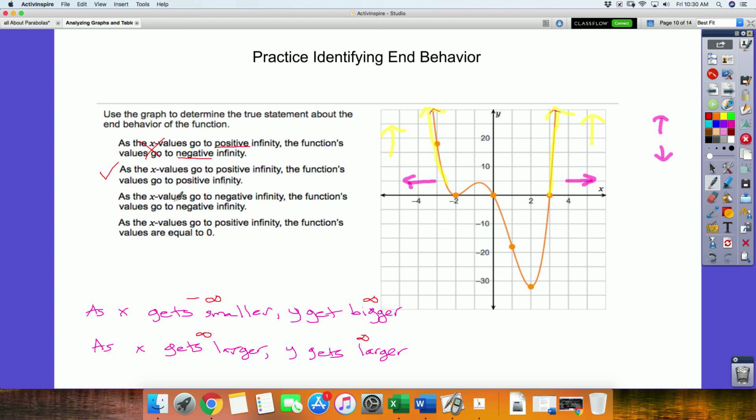Then it tells us as x values go to negative infinity, so that's this one, the function's values go to negative, and that's not correct because it's positive. And then as x goes to positive, the function's values are equal to 0, and we know that's not true. So by writing what I know ahead of time, it makes it a little bit clearer. And don't forget, if you see problems with a box instead of a circle, that means you could be marking more than one answer choice, so be very careful.